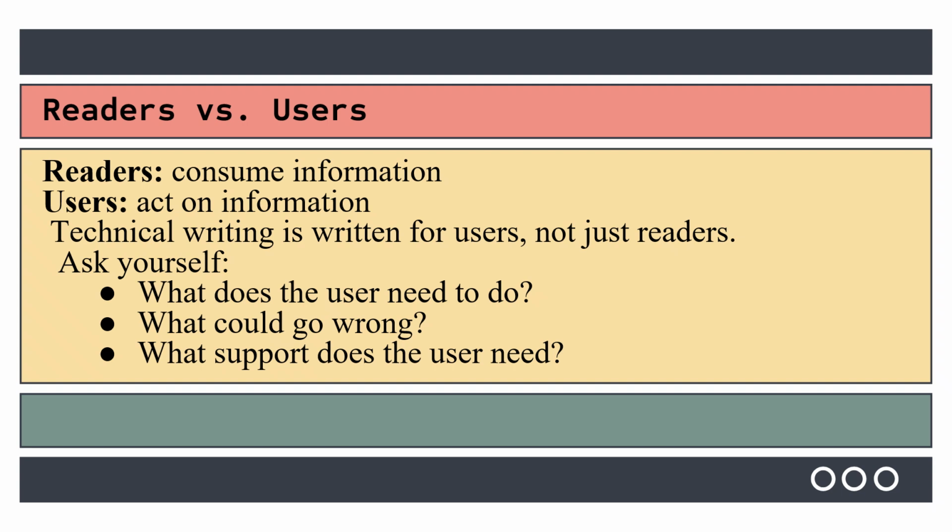One of the most important ideas in this course is the difference between readers and users. Readers consume information. Users act on information. Technical writing is written for users, not just readers. That means when you're writing, you should always be asking yourself questions like, what does the user need to do? What could go wrong? And what kind of support does the user need in order to succeed?